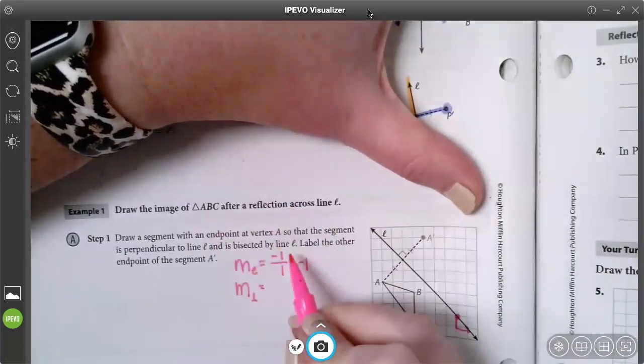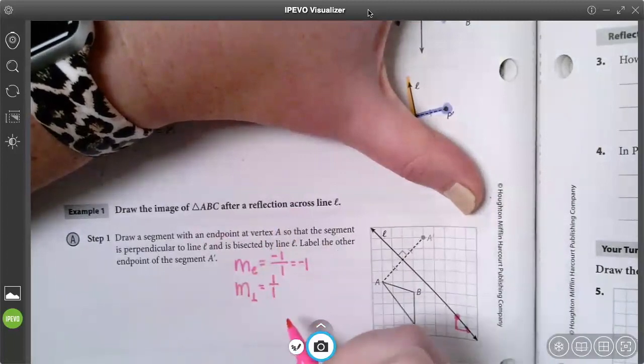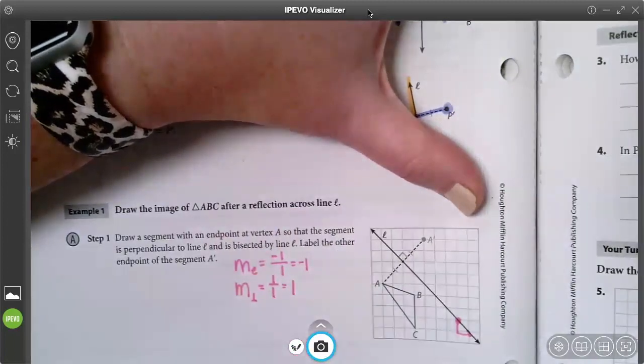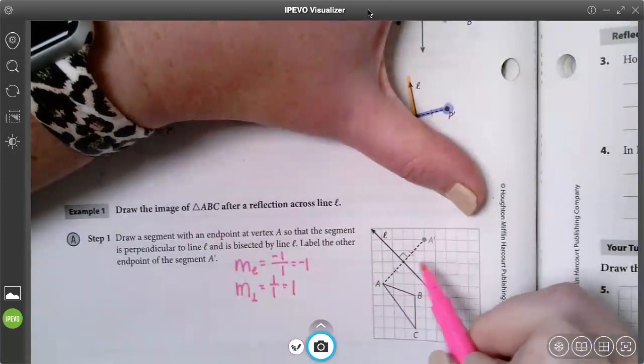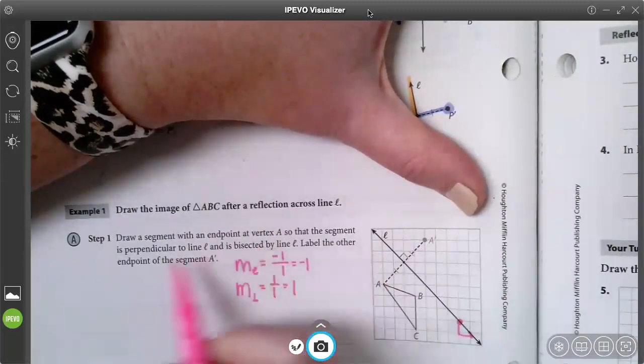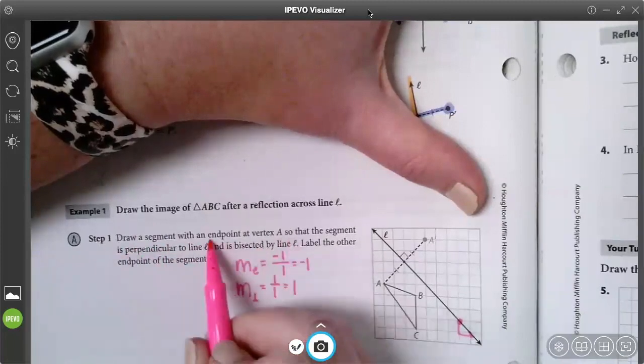We flip the fraction and we change the sign. Instead of negative, it's now positive, and just simplifies to 1. So we know that this slope needs to go from A out. And we know that it needs to start at A because it tells us up here, draw a segment with an endpoint at vertex A.